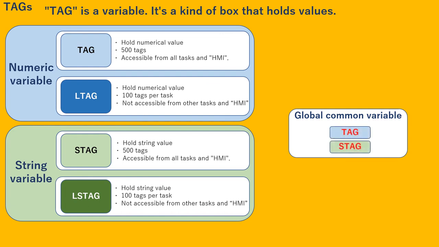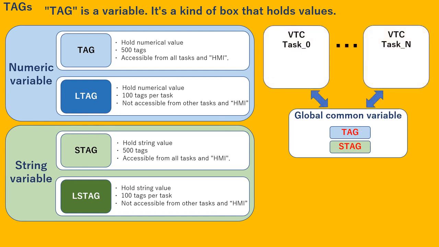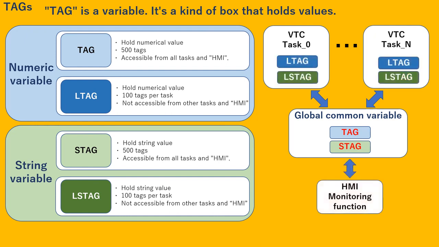Again, tag and S tag are global common variables. They can be accessed from all tasks, and also they can be accessed from HMI. L tag and LS tag are local variables. Only the owner task can access them. Other tasks cannot access them.